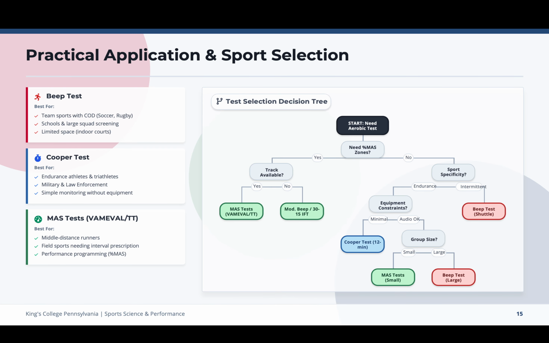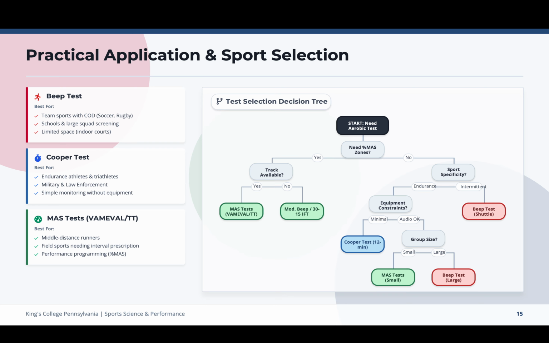Practical application and sport selection for these tests. The beep test, as we said, is pretty good for team sports with change of direction needs, like soccer, rugby, MMA, basketball. School and large squad screening and limited space. The Cooper test for endurance athletes, triathletes, military, law enforcement, simply monitoring without equipment.